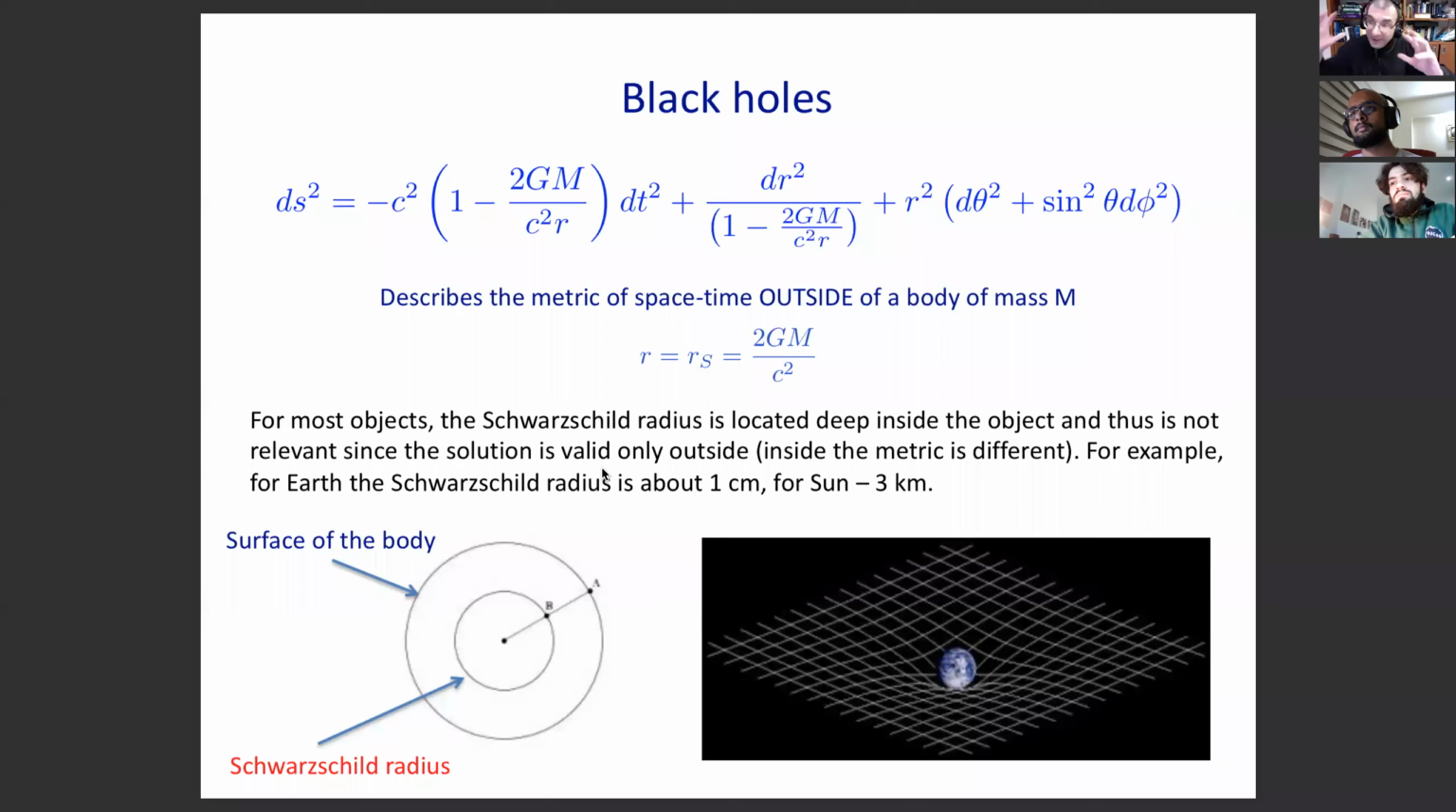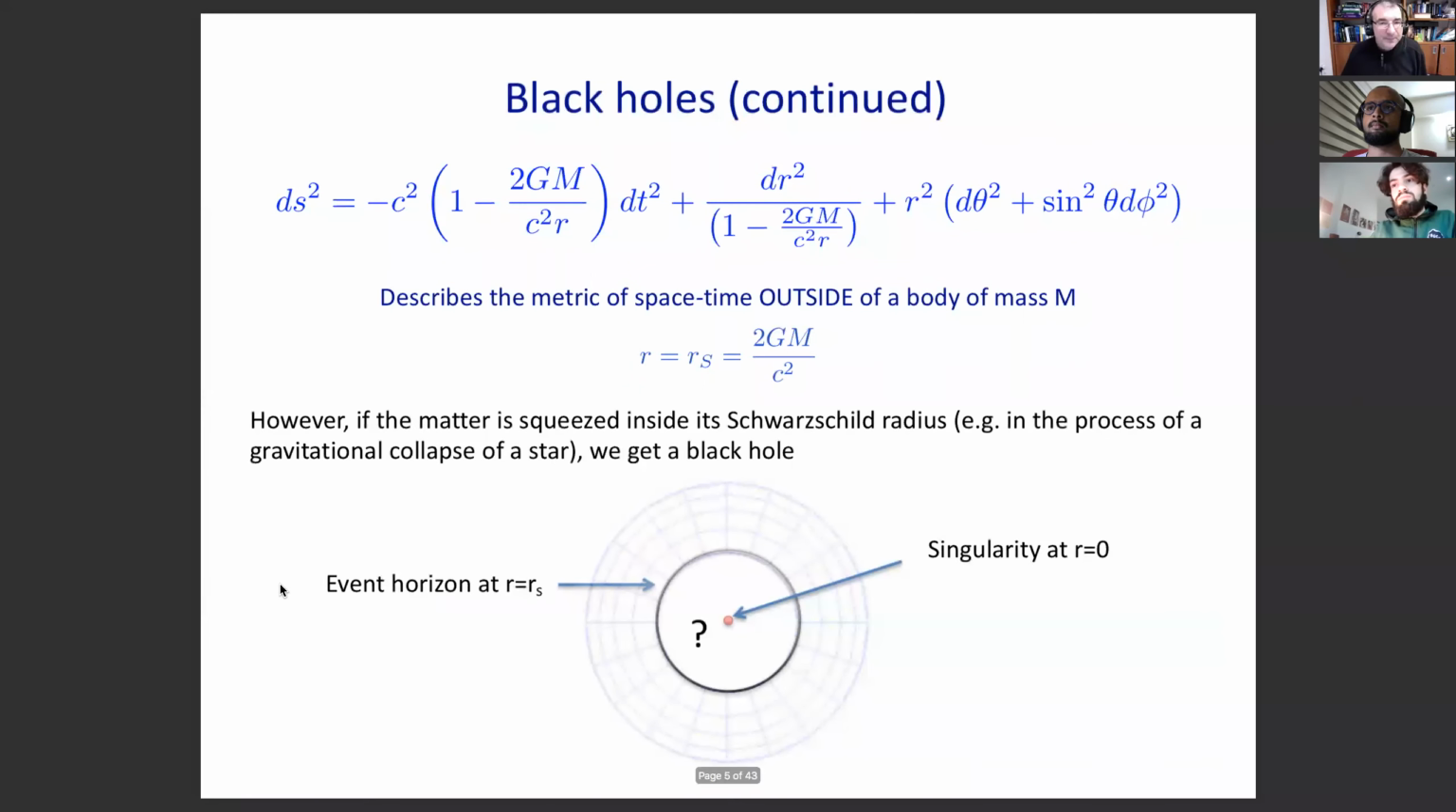Then if that happens, of course this singularity matters. The object becomes a black hole and this singularity becomes the location of a physical phenomenon, which is known as the event horizon. The event horizon is something that is characteristic of black holes. So here is basically the picture of what I said. You have the event horizon.